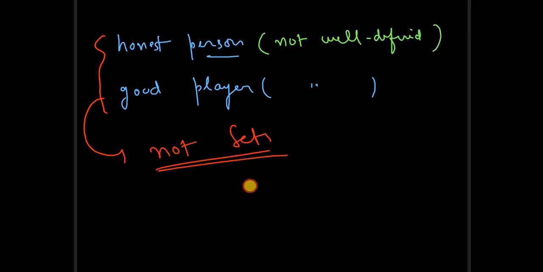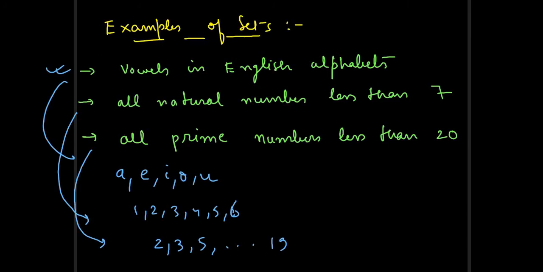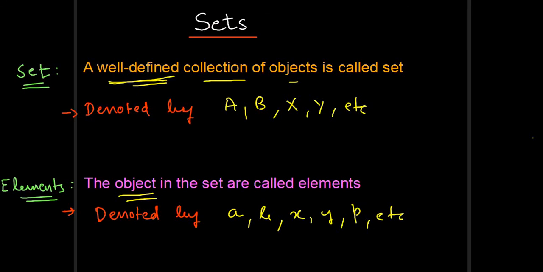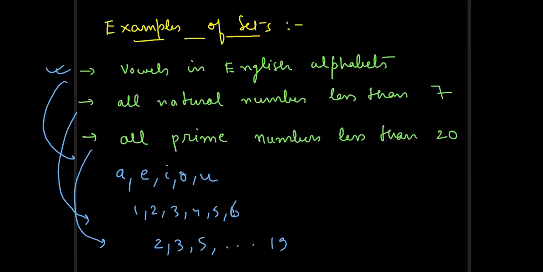That is, we cannot define them, so they are not well defined. This point is very important because we are often confused with the things that are not a set. I hope you got the point and you're clear with what is a set and what is not, and how we can say that a particular collection is a set or not.